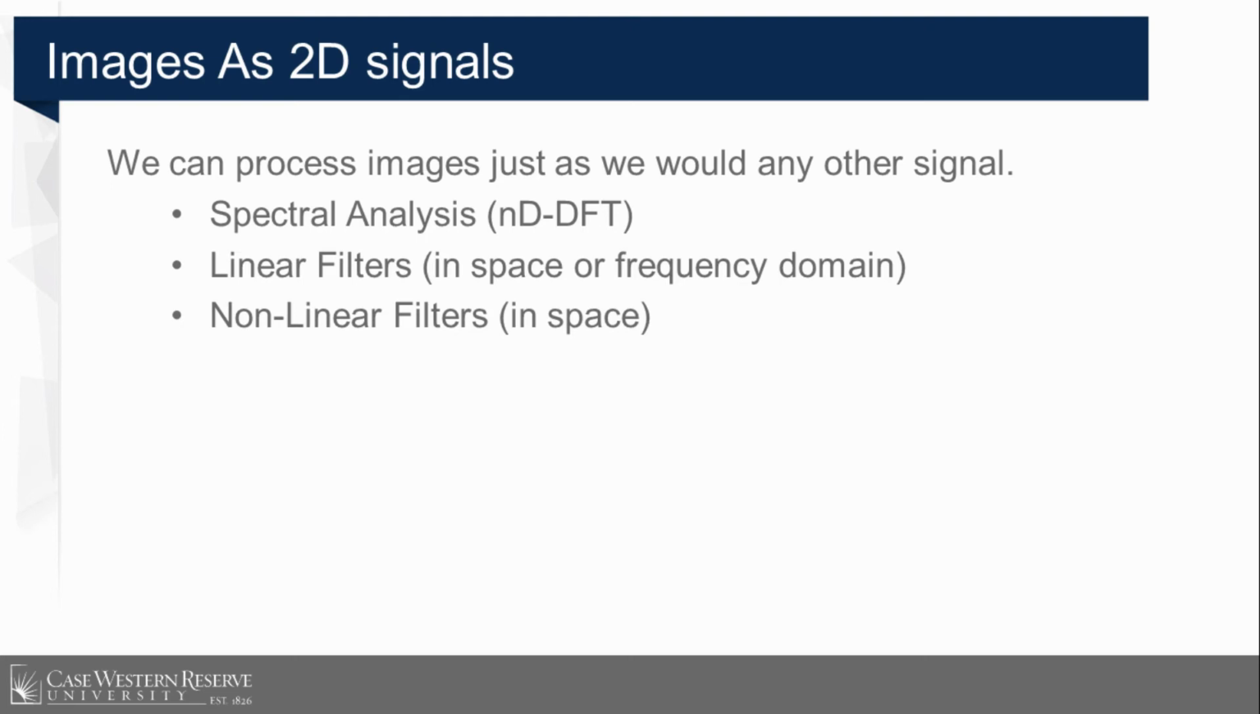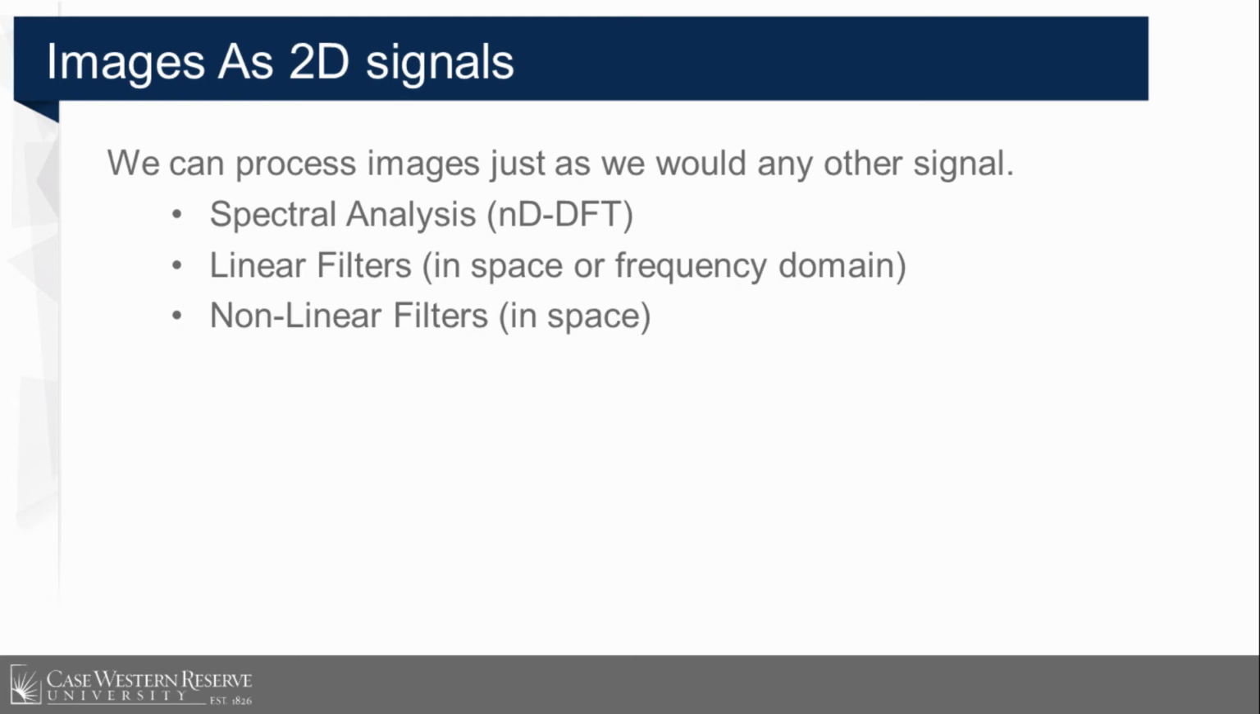We can also apply a linear filter in either space or the frequency domain in order to suppress noise or to bring out wanted features in our image. And we apply these linear filters, again, just as we would any other digital filter. They just now can have multiple dimensions. We can also apply some nonlinear filters. These usually we apply in space because we can't calculate their transfer function, and they allow us to look at different features of images, including texture.